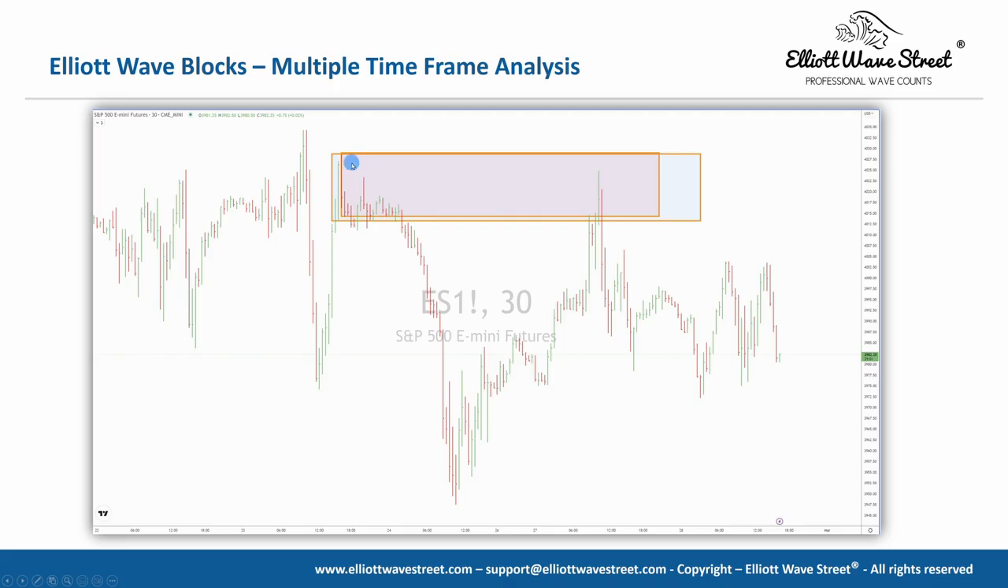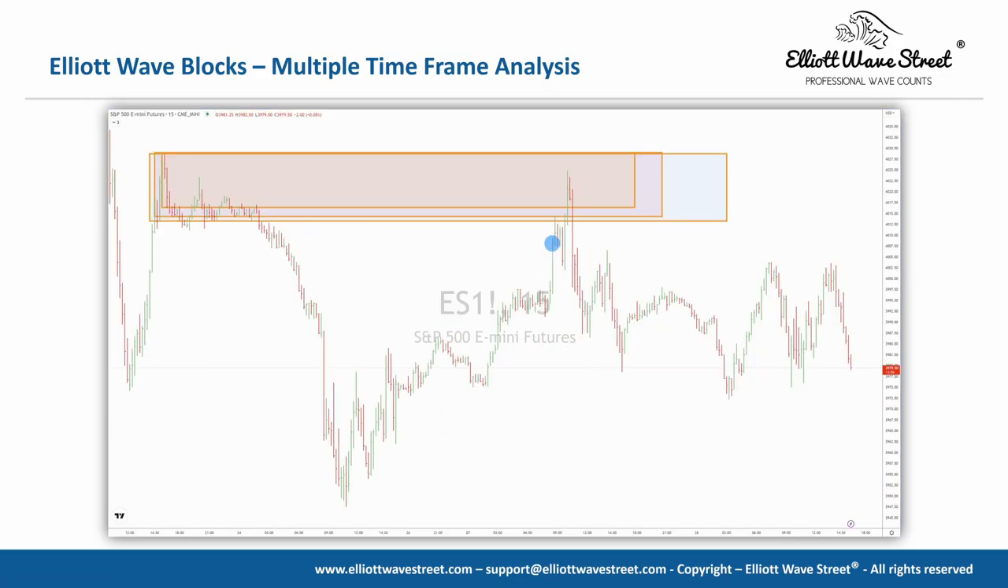On the 30-minute chart, we draw the Elliott wave block that is in a pink background, and then we also have the blue background, which is the hourly chart Elliott wave block. We can see that we are starting to improve the entry, because by reducing the size of the Elliott wave block, we can accelerate the entry. So on the 30-minute chart, here we can have a better entry, but it is still quite the same as the hourly chart Elliott wave block. So we can continue drilling down.